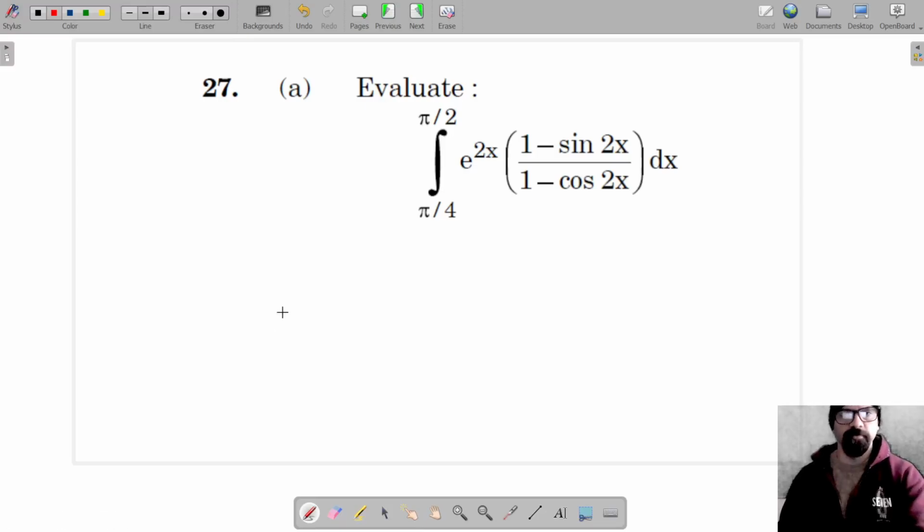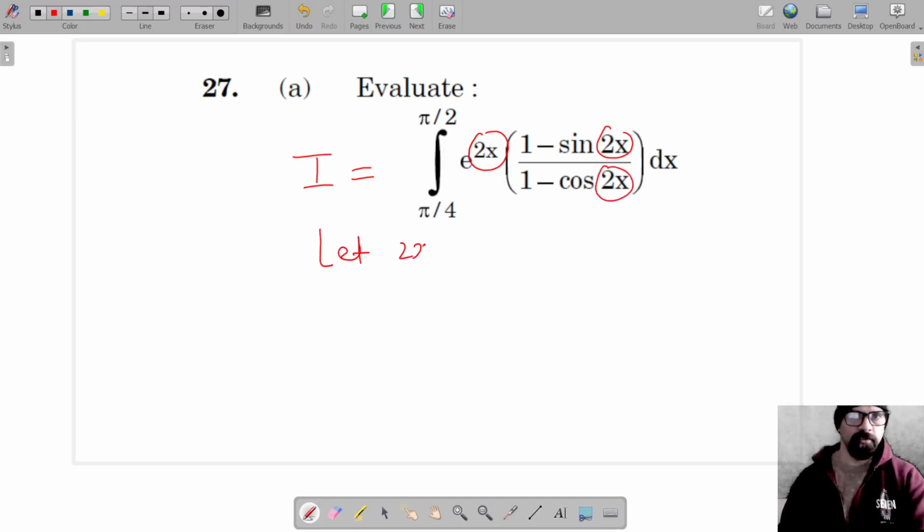Okay, for question number 27, part A, we have to evaluate this definite integral. Let's say this is our integral I. So we are going to make the substitution for this 2x. So let 2x is equal to t, and we will find the new limits.